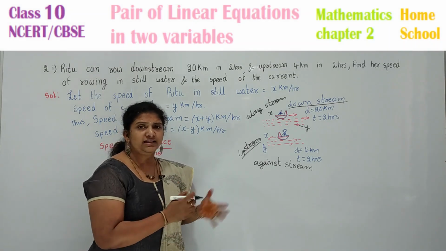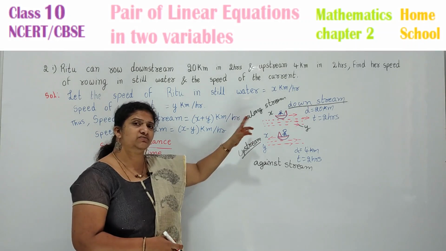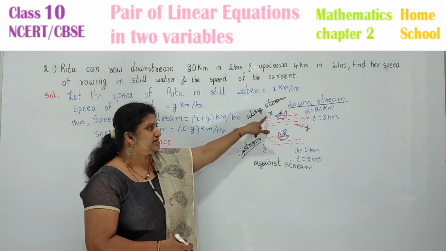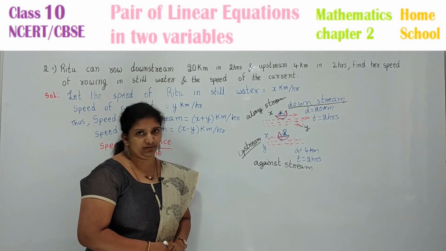You don't lose anything, right? Okay, therefore the relative speeds will be added. X and y, that is x plus y kilometers per hour.